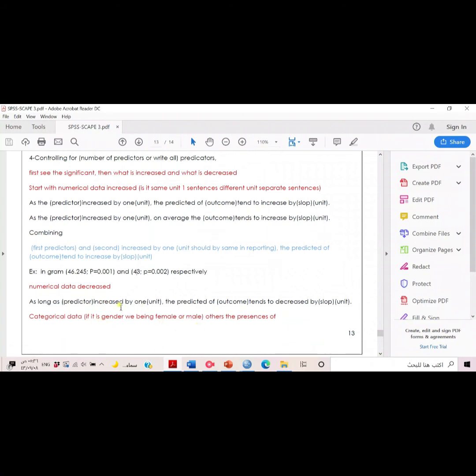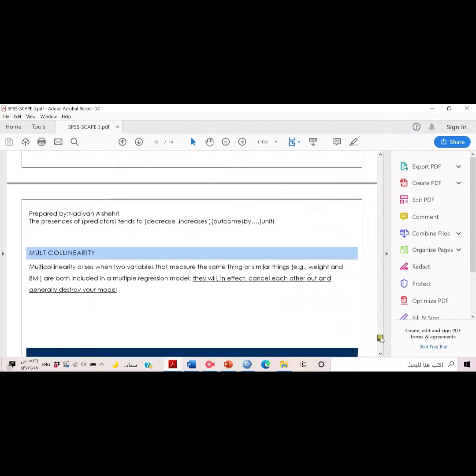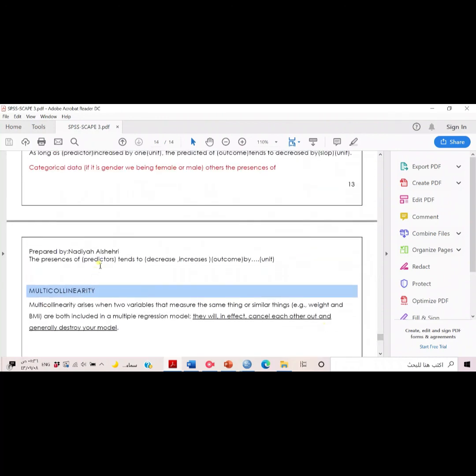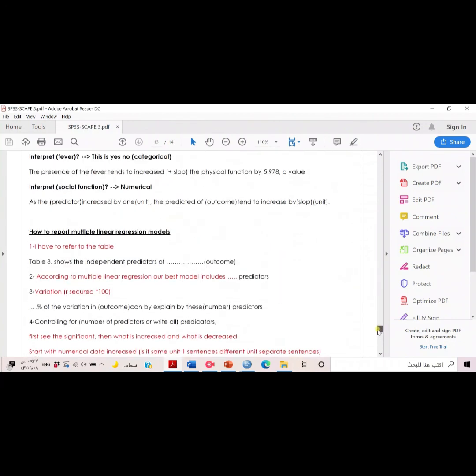And let's say we have gender, I will say being female tends to increase or decrease depending on the slope. The predicted outcome tends to increase or decrease by the value of the slope and then the unit.